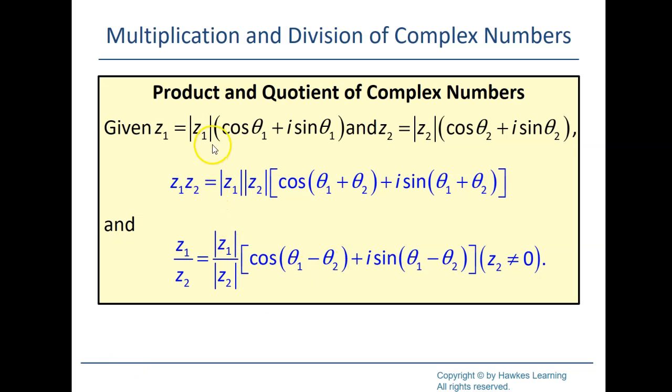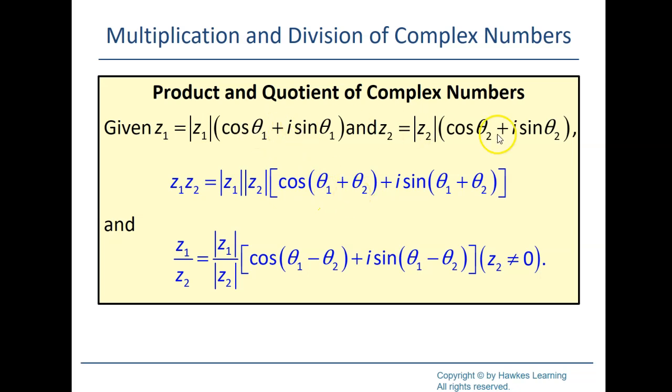Alright guys, let's look at some operations on complex numbers. So what we're doing here is we've got a complex number in polar form and a second complex number in polar form, and we're seeing how do I multiply and divide these. Literally, I can multiply the magnitudes, alright, and then add the arguments.